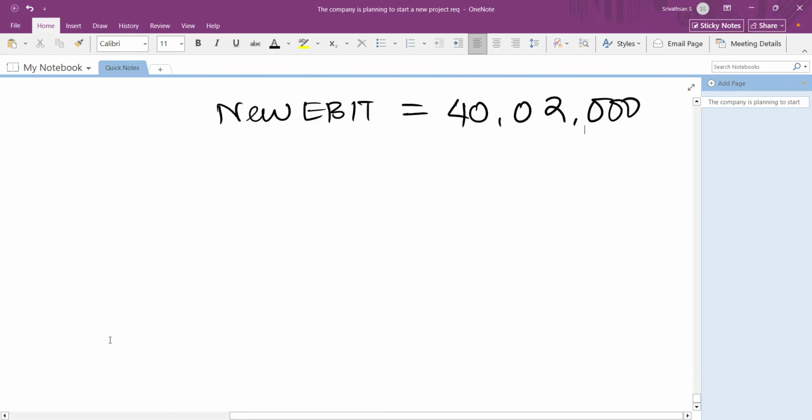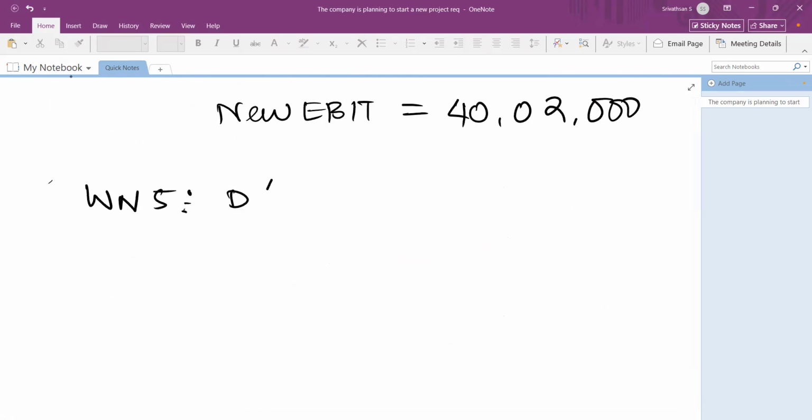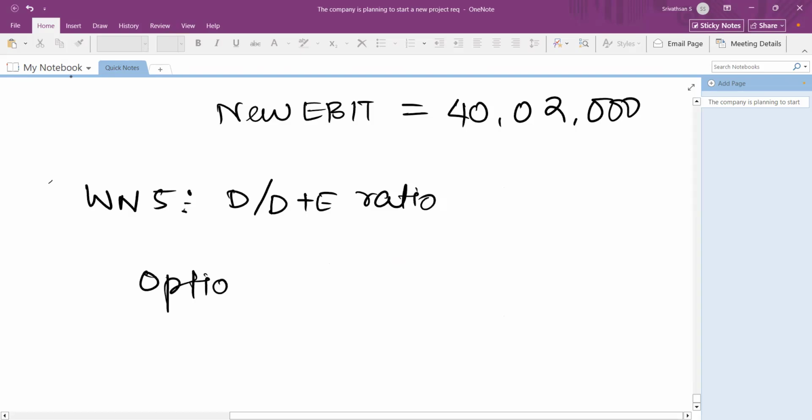So working note number 5, let's calculate the debt to equity ratio. Working note number 5, debt by debt plus equity ratio. We have to calculate it under both the options, option 1 and option 2. So under option 1, what will be the debt equity ratio?